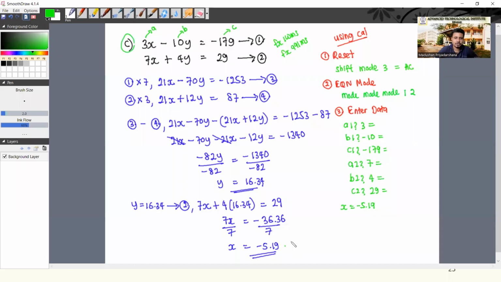Exactly the answer we got here. So if you need to get the value of Y, you need to press the equal sign again, and you will get the value of Y as 16.34. Exactly the answer we got here. So we can check here whether the answers we got by solving the simultaneous equation are correct.